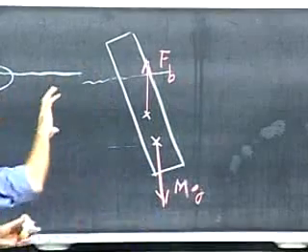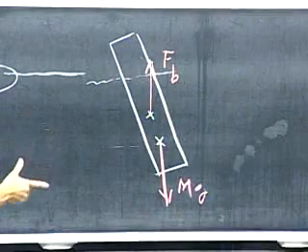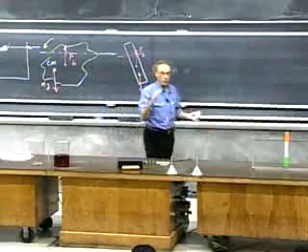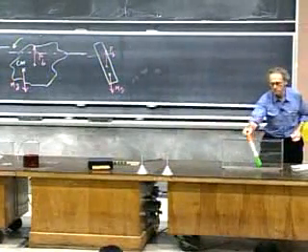You can see what's going to happen. It's going to rotate towards the right. It's a restoring torque. And so it's completely stable. I can wobble it back and forth, and it is stable.